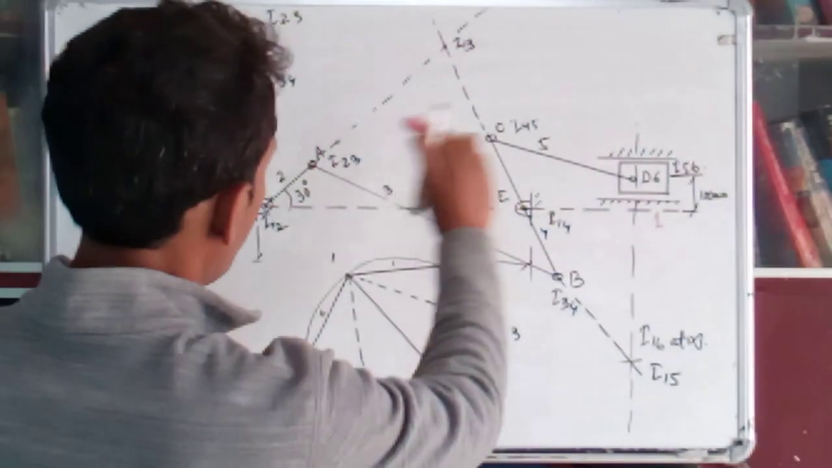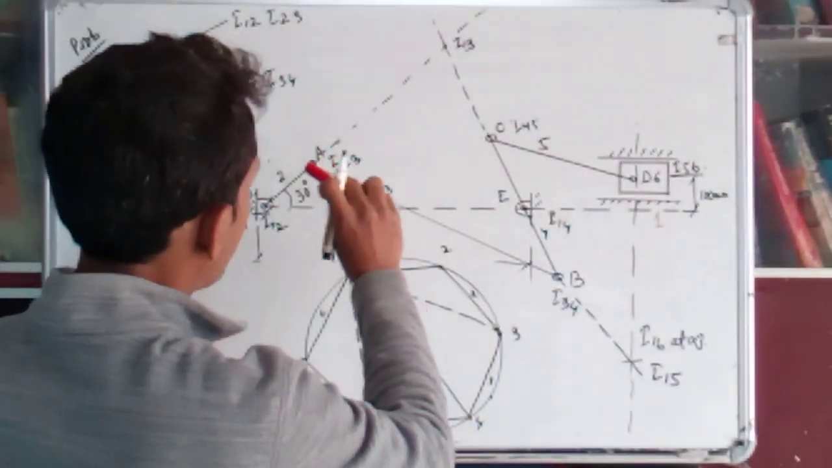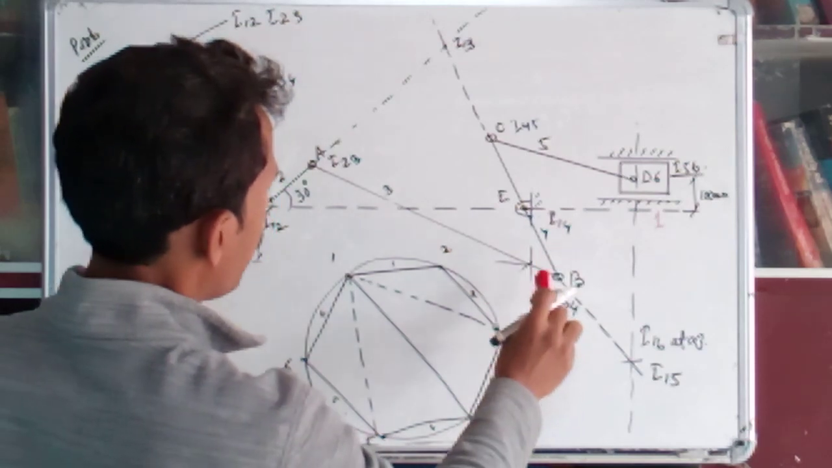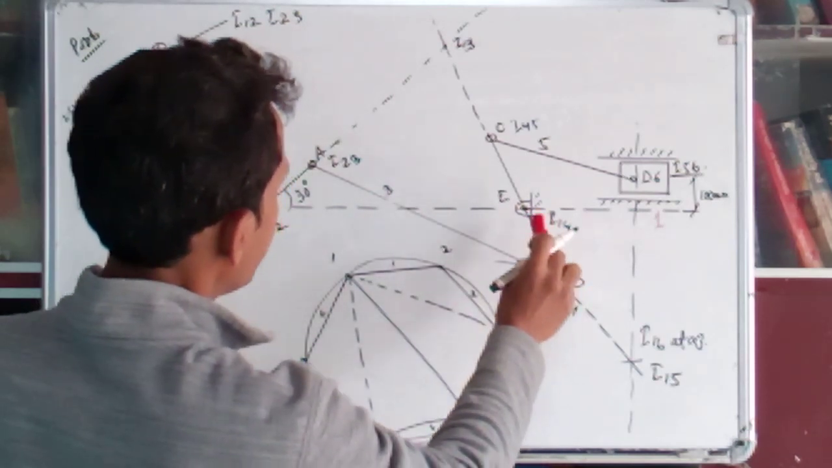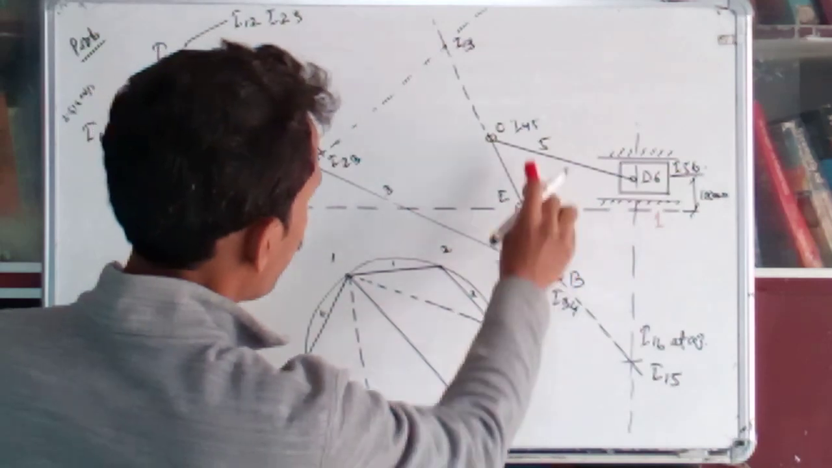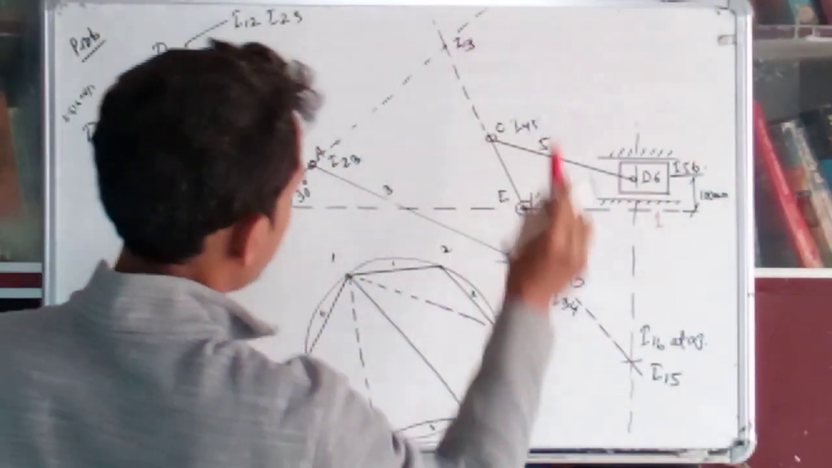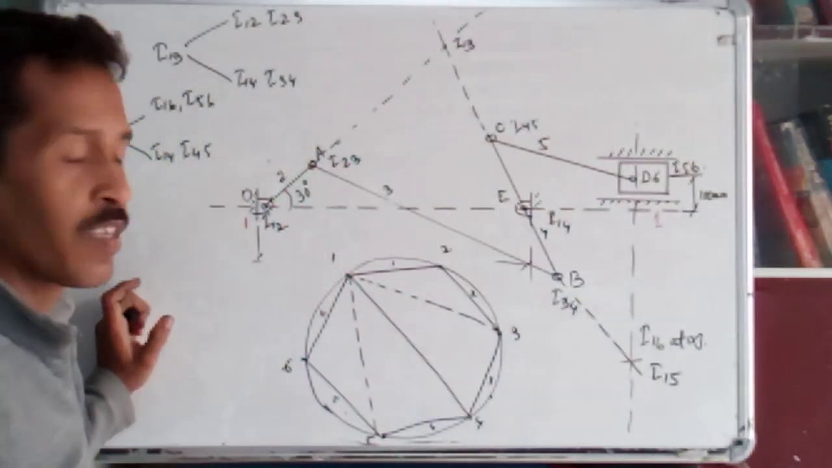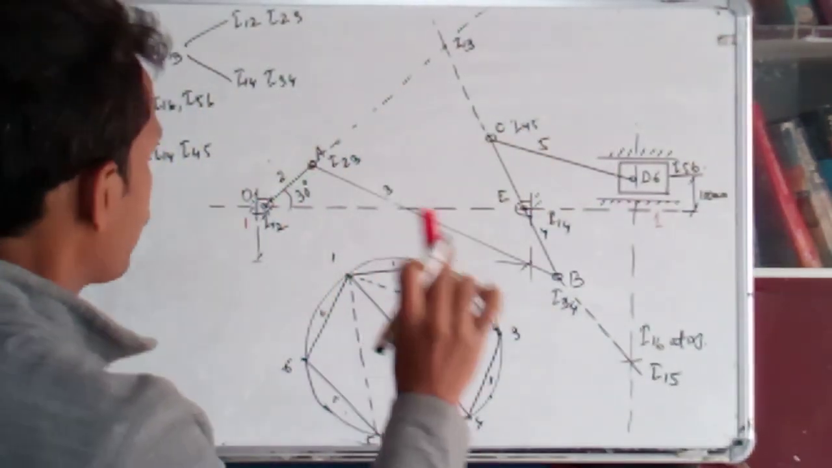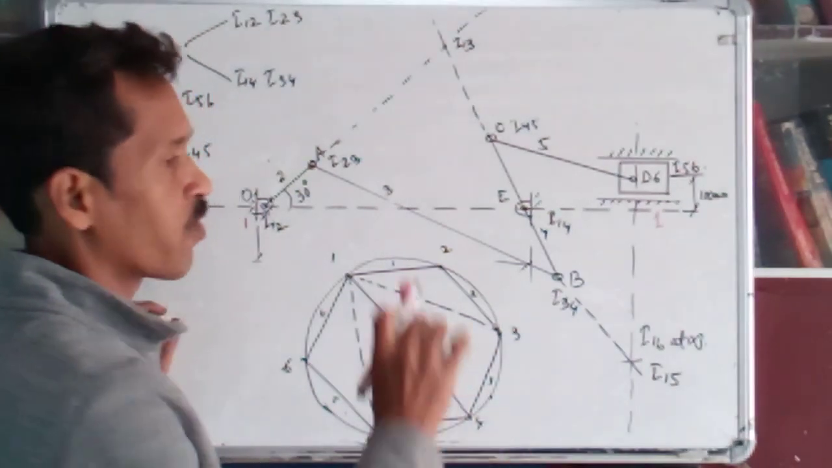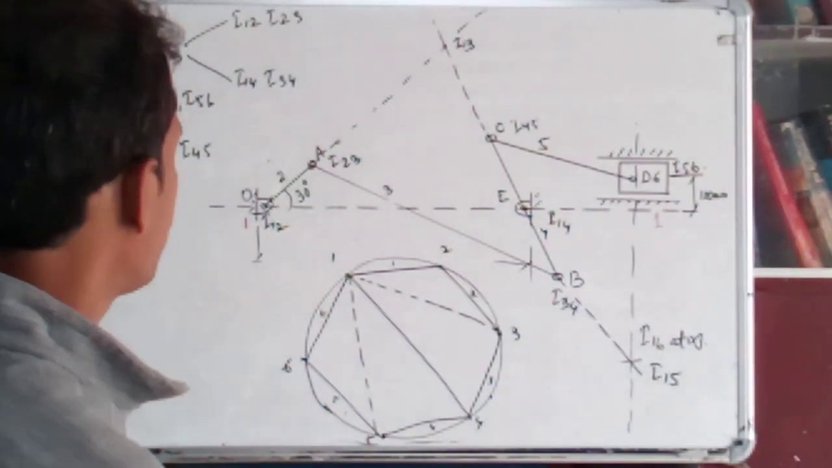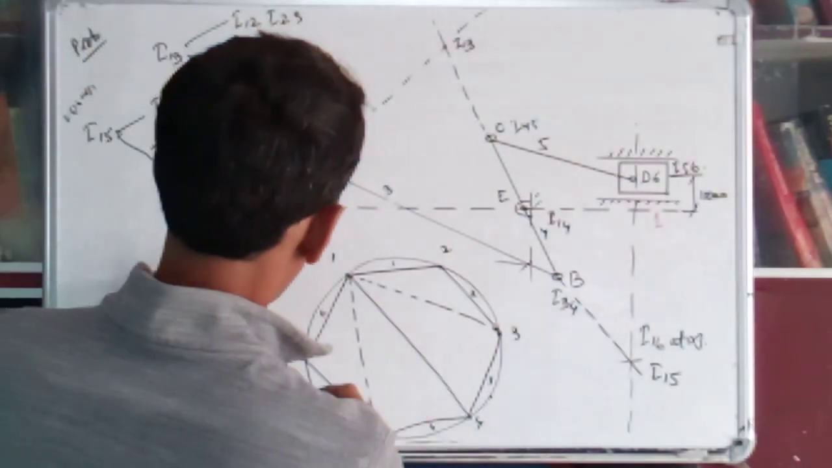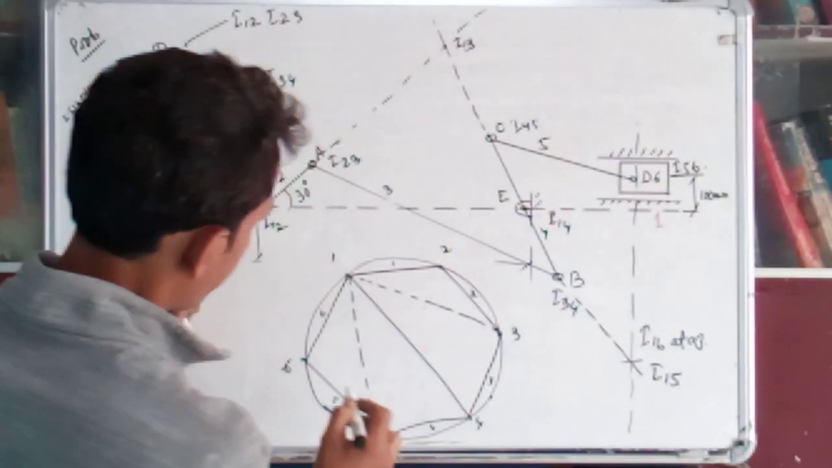Actually, to find the velocities of B, C and D and the angular velocities of AB, BC and CD, these three instantaneous centers, I 1 3, I 1 4 and I 1 5, are sufficient. But as per the question, we have to find all the instantaneous centers. Okay, so the other instantaneous centers we have to find.